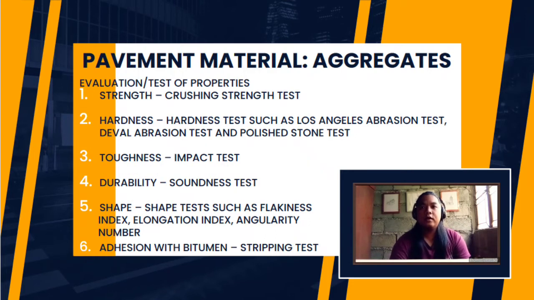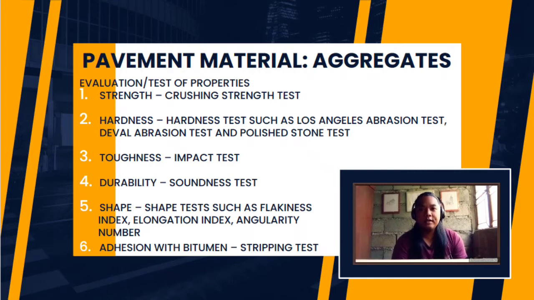Tapos meron tayo ditong evaluations or test of properties sa ating aggregate. Una dito yung para sa strength. Nagkakandak tayo ng crushing strength test. Crushing value test of aggregates provides the resistance of an aggregate sample to crushing under gradually applied comprehensive load. Pangalawa naman para sa hardness. To determine the hardness of an aggregates, we conduct different kind of hardness tests such as Los Angeles abrasion test, Deval abrasion test, and polish stone test.